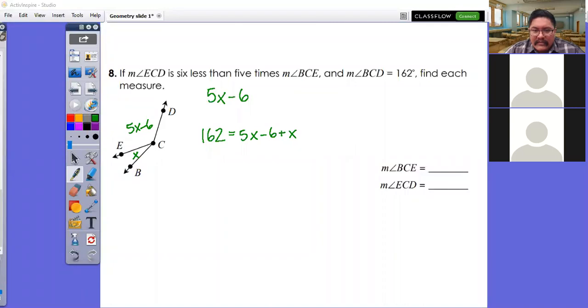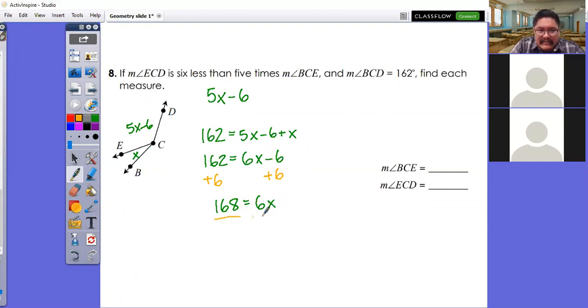All right, so let's go ahead and start putting this together. Put these two together, so that's going to be 6x minus 6 equals 162. So what do we got here? 168. And then I'm going to have to divide both sides by 6. 16 divided by 6 is 12, that'd be 2.